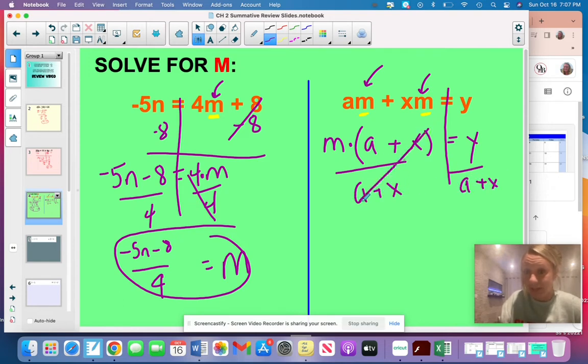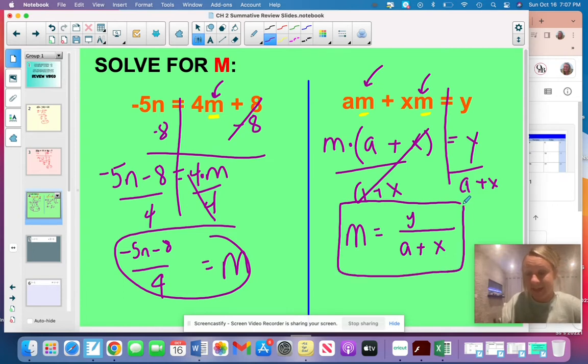Now, when you do that, these cancel, and you're left alone with m, so that's good. And then you pretty much just rewrite this entire side of the equation, y over a plus x. And that is your answer. So yay you.